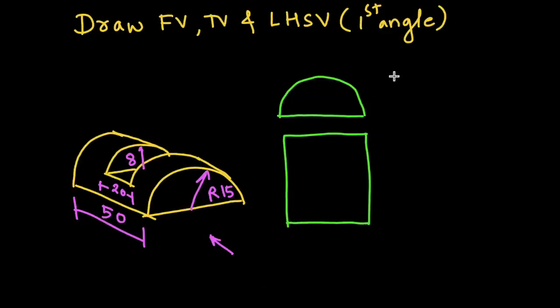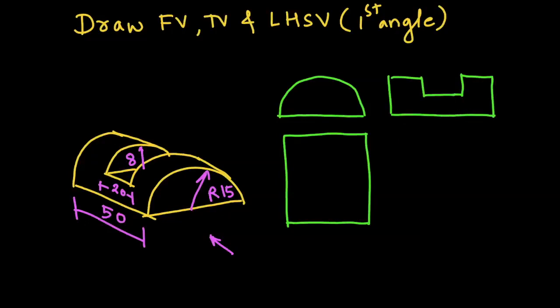And in side view you will see a U shape. See, this is how much? 15. 50 minus 20 is 30, 15, 15 on both the sides. So you go down by 8 and take 15. So you can draw side view.